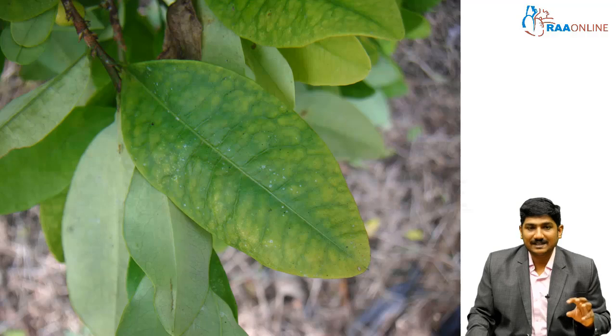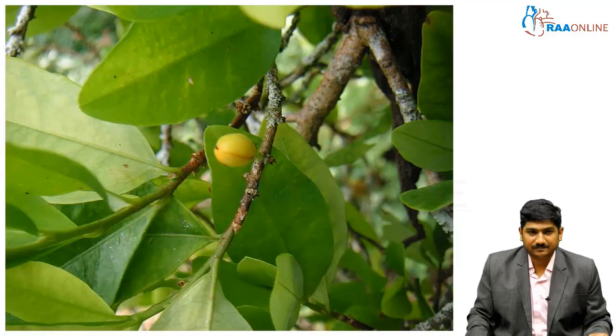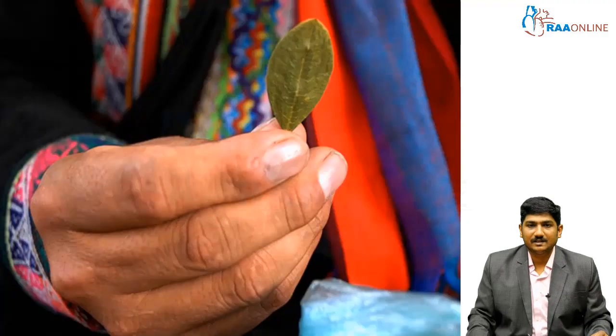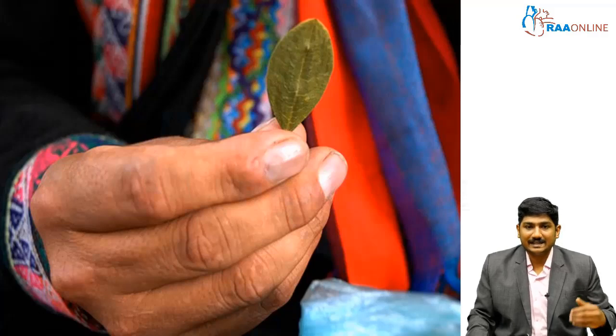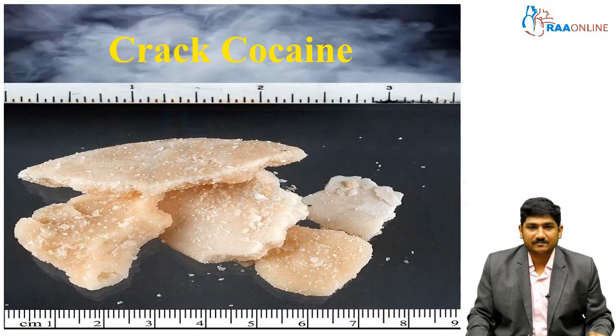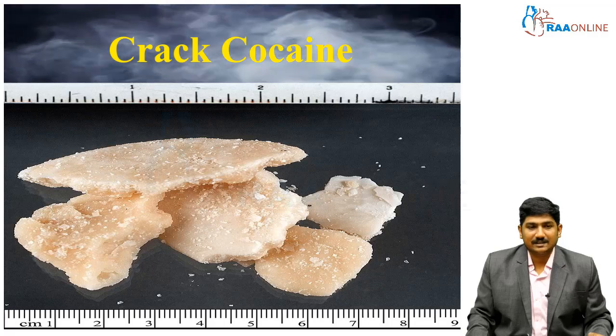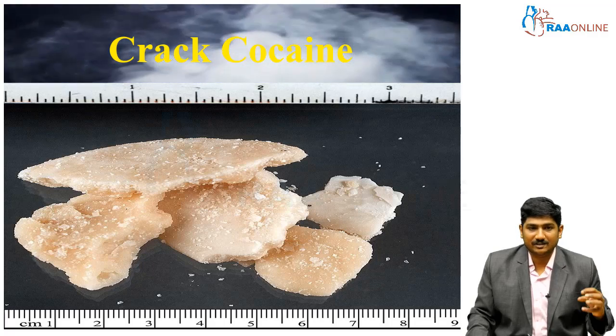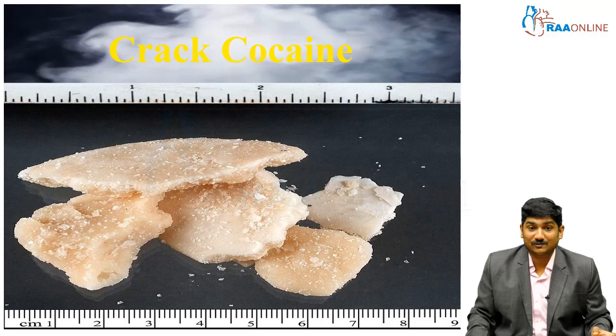Once the leaves undergo mechanical degradation, they yield cocaine. This is how the fruit typically looks, and these are the dried leaves of coca, which are usually carried by the inhabitants. Later they get processed to form cocaine. This is called crack cocaine, the free base of cocaine. This is raw cocaine, or what we call the purest form of cocaine.